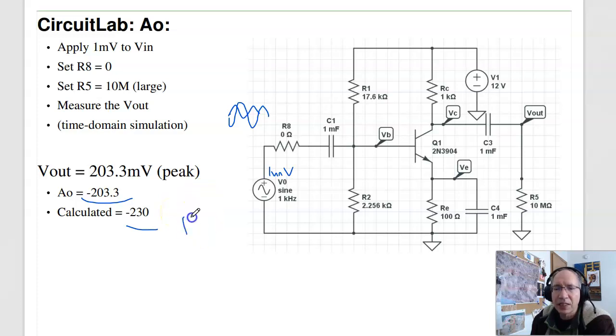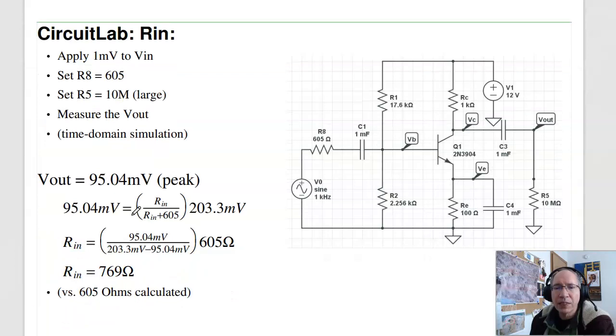And again, the gain is beta RC over RF. So if the Q point is slightly different, that changes the gain. If beta is different, that changes the gain. Beta that Circuit Lab uses is 150. We assume 200. So there's likewise a slight difference in gain.